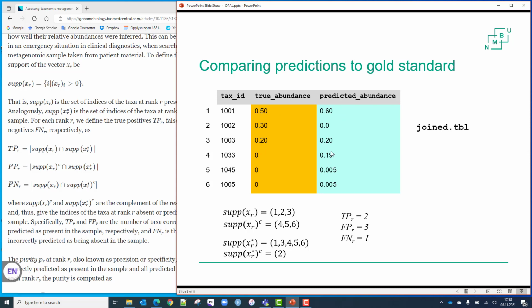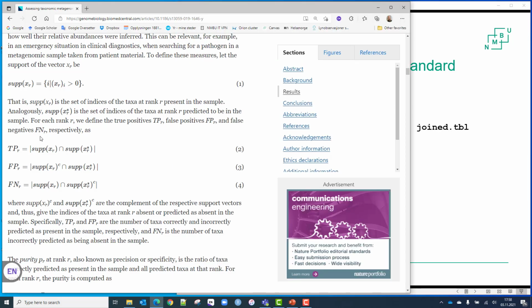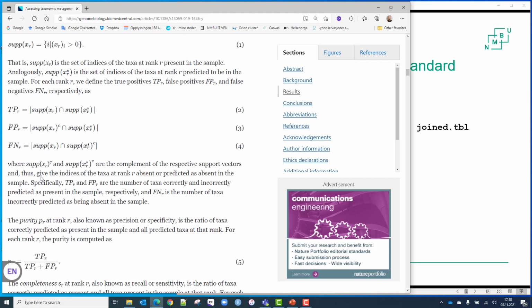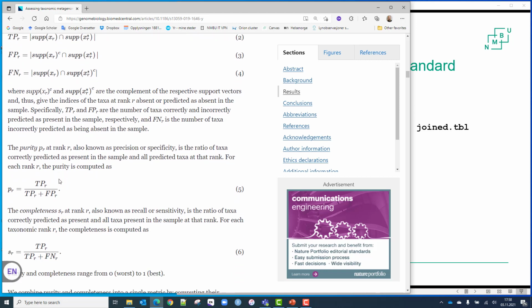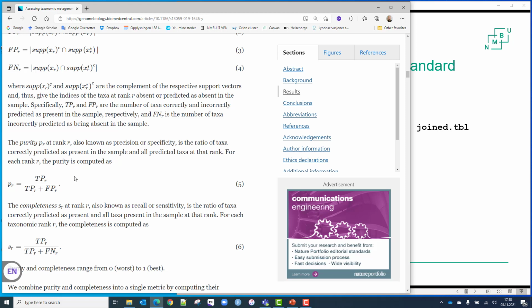False positives are those who are present in the prediction but absent over here. That's these three, right? And the false negatives are the reverse. They are present in the gold standard but absent in the prediction. So that's so much simpler. Okay. Once we have these three here, we can compute the good old precision and recall.